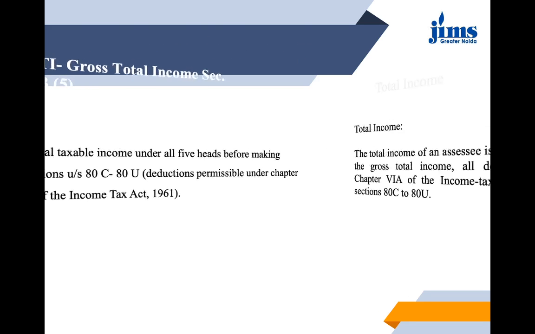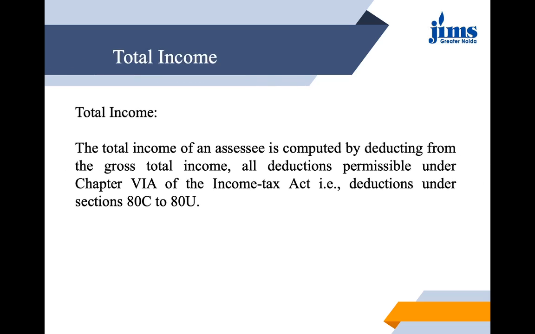Okay, let's move further. Now, in that same context, how total income is being defined, which is actually the basic topic that we are about to study today. This is our topic for the day. Now, have a look at the context of the deductions under section 80C to 80U. The total income of an assessee is computed by deducting from the GTI all the deductions permissible under chapter 6A of the Income Tax Act, that is the deductions under section 80C to 80U.